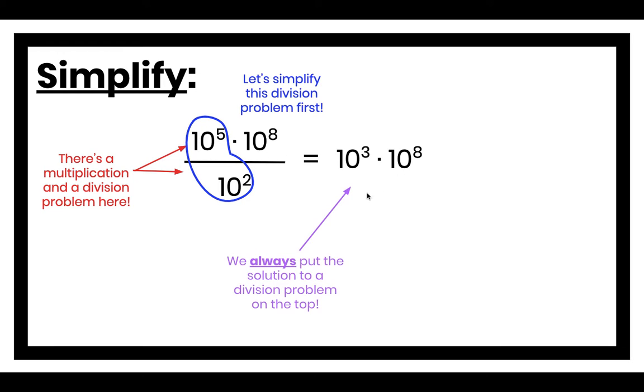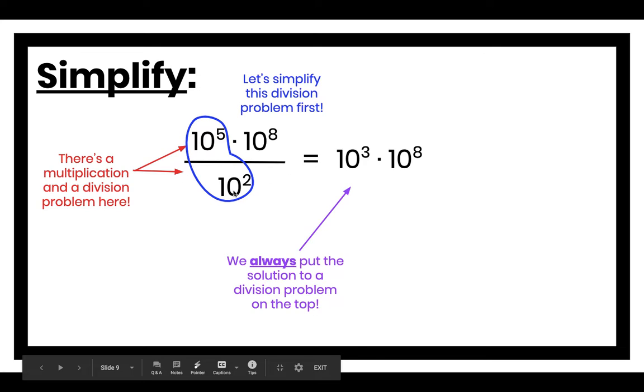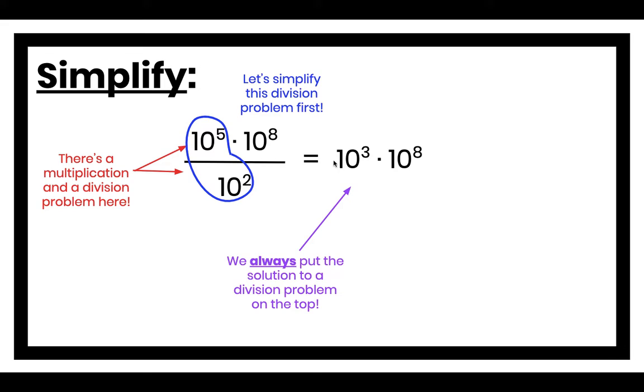Now it's just a simple multiplication problem. We always put the solution to the division problem on the top, okay? So when we subtracted these, 5 minus 2, we always put our answer, our solution, at the top of our fraction bar here. So now it's just a multiplication. So we're going to keep our bases the same, add our exponents, so 3 plus 8 is 11. So it's going to be 10 to the 11th power. So if you notice, it's the same exact answer we had from the prior slide, just a different way to solve the problem.